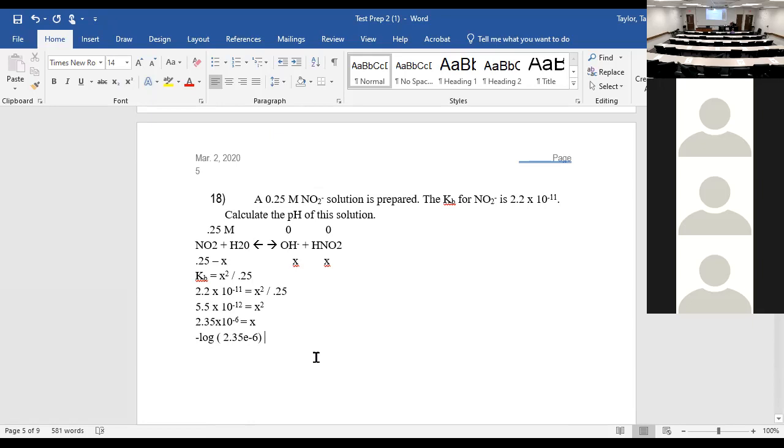So we take the negative log of that, and we get 5.6298. If we use our sig figs rules, we have 2 sig figs, so we need to go 2 decimals. So 5.63, and that's equal to our pOH. And then we just do 14 minus 5.63.